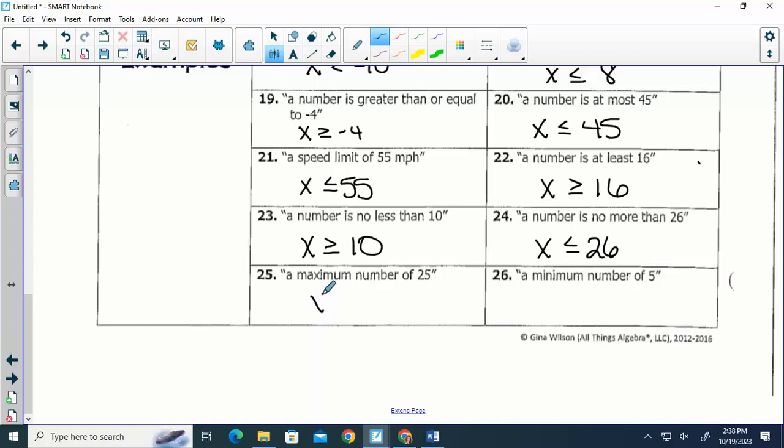A maximum number of 25. So the biggest it can be is 25. Less than. A minimum number of 5. Greater than or equal to 5.